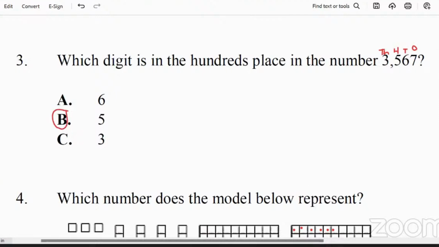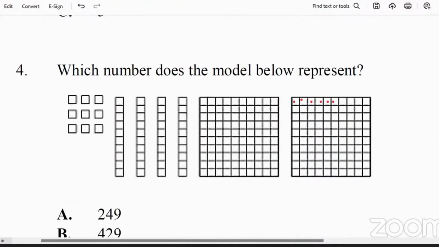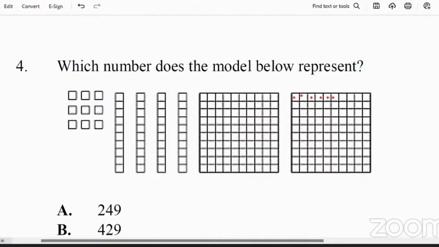Okay, remember that's all about your place values. All right, so question 4. Which number does the model below represent? Okay, so that means simply that we're going to just be counting.